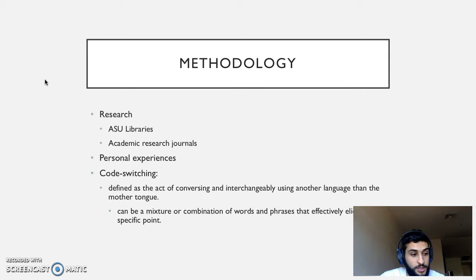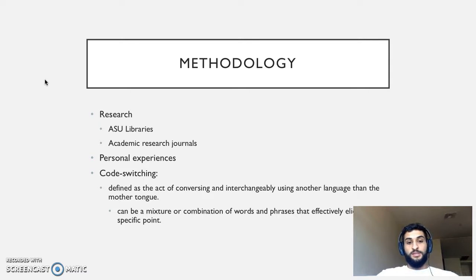So, the methodology that I used for this project was a research paper, and so I looked through different sources like ASU libraries, which have tons of academic research journals. And I also used some of my personal experiences with code switching because I was born in a diglossic community, so I was just always exposed to code switching, which is actually why I'm doing this project, because I'm really interested in it. So, what is code switching?